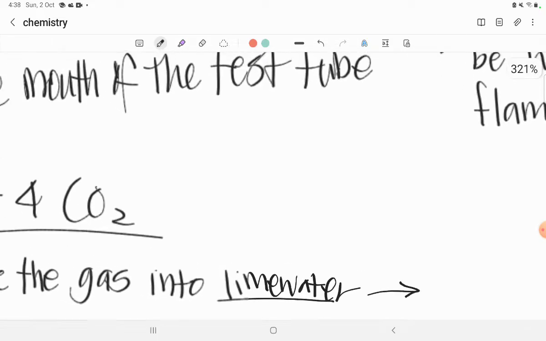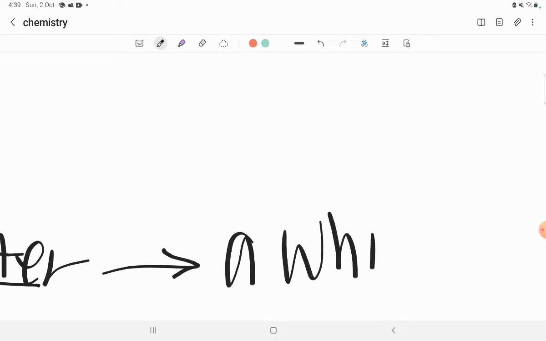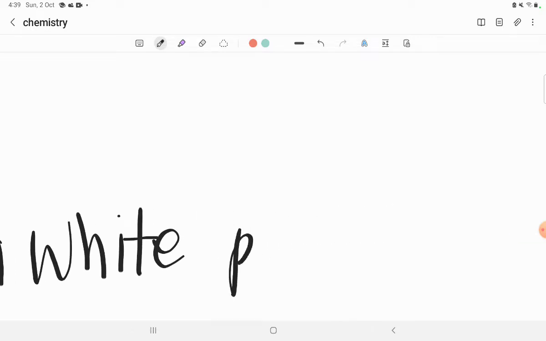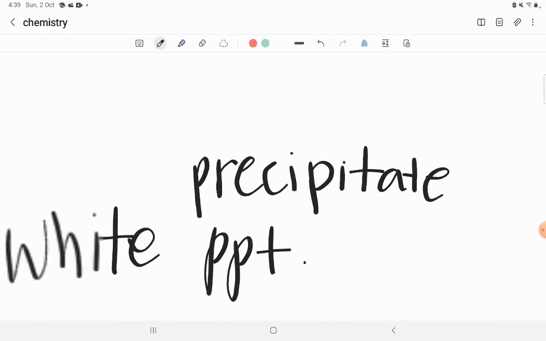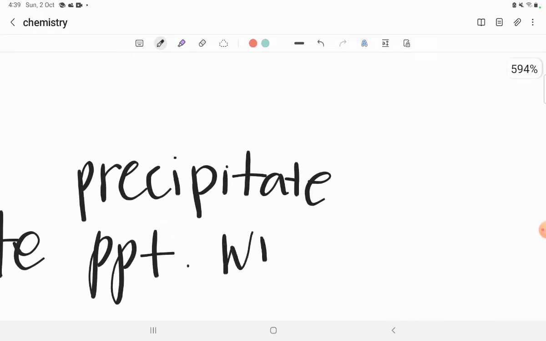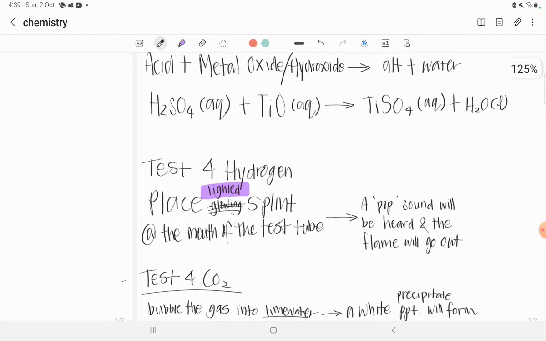Okay, so you bubble the gas into lime water. Then what happens? What tells you that it is carbon dioxide? Well, a white precipitate, which we will put into short forms. In practical, you can put in short form. However, if it's your paper 3, you cannot put short form. You must spell it out. So precipitate, like Andrew Tate. Precipitate. White ppt will form, and that's it. That's how you test for hydrogen and carbon dioxide.